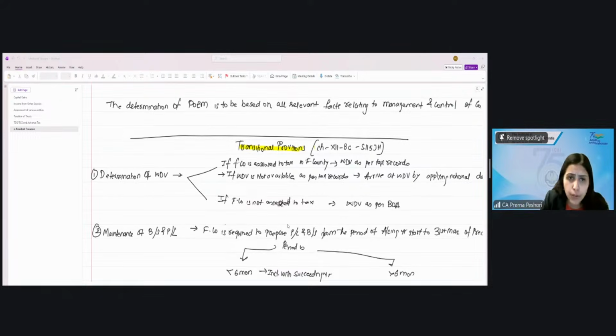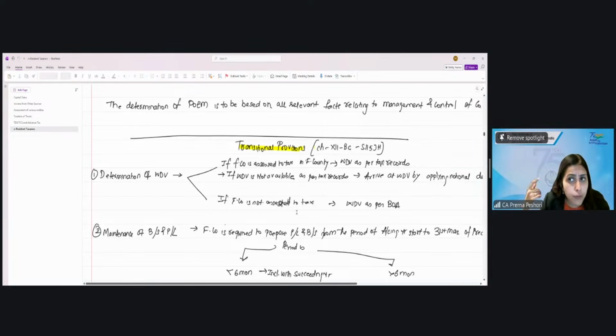So how do you determine the WDV? If the foreign company is assessed to tax in the foreign jurisdiction, then the WDV will be as per the tax records, as on the first day of the previous year. And if WDV is not available as per tax records, then the WDV shall be calculated assuming the asset was used and the depreciation was actually allowed as per the law of that country. And the WDV will be arrived as on the first day of the previous year. If the foreign company is not assessed to tax, then you take the WDV as per the books of accounts.